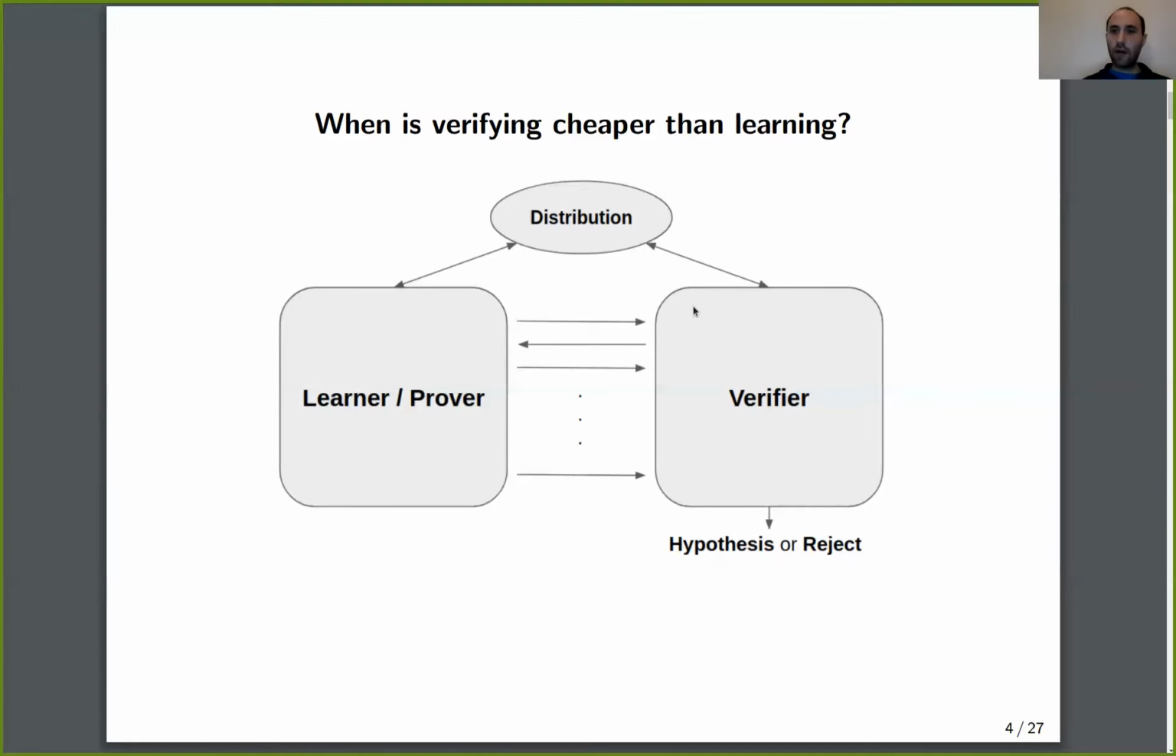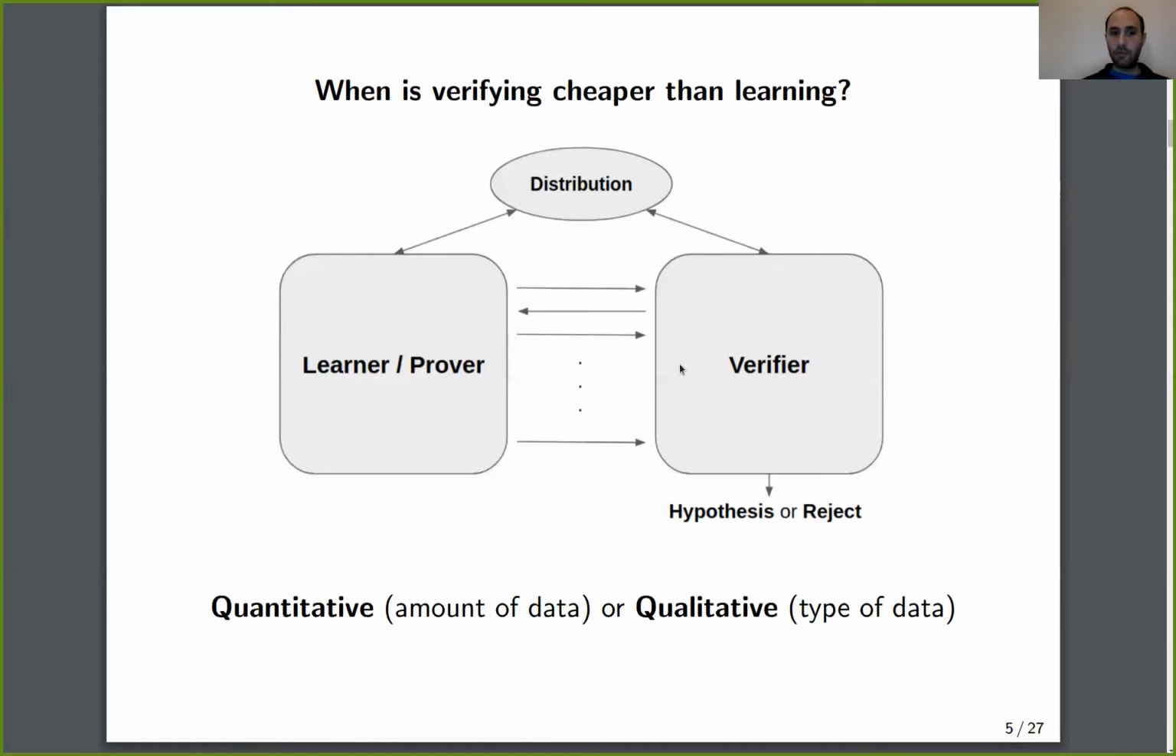And we're asking, when is the work that the verifier does cheaper than just learning the hypothesis itself without using the help of some external prover? And when I say cheaper, I mean it quantitatively. For instance, maybe the verifier needs fewer samples to do the verification than it would if it was just doing learning by itself. So this is number of samples, runtime, etc. Or it could be qualitatively cheaper.